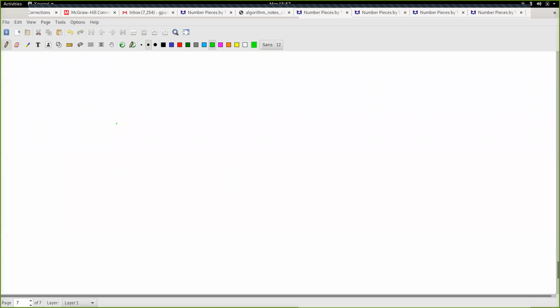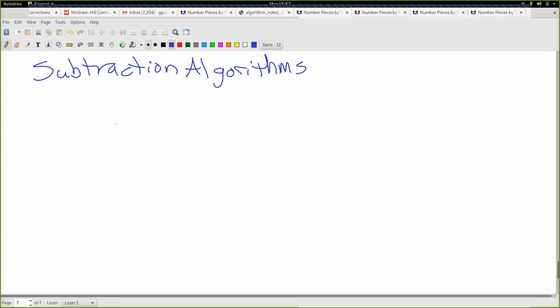Stage 2 of subtraction algorithms. So the point of playing with the base 10 blocks is to warm the kids up for if there's not enough ones to take away, what do we do about it?